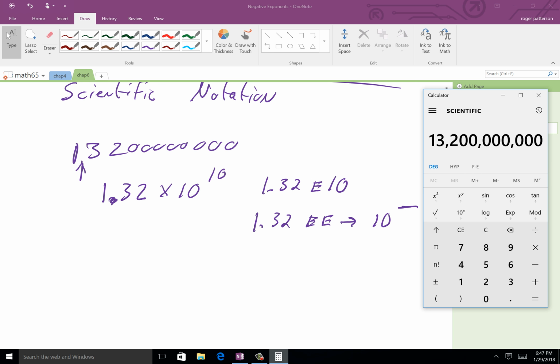So this one has an EXP. Some of them are going to have an EE. I don't think you're going to see much different anything else. Some of you won't even have it if you don't use a scientific calculator. A four-function one won't work.